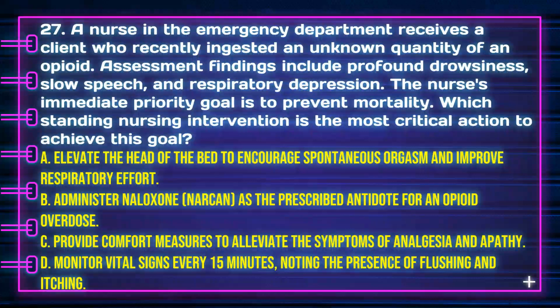Elevate head of the bed to encourage spontaneous respiration and improve respiratory effort. Administer naloxone as a prescribed antidote for an opioid overdose. Provide comfort measures to alleviate the symptoms of analgesia and apathy. Monitor vital signs every 15 minutes, noting the presence of flushing and itching.